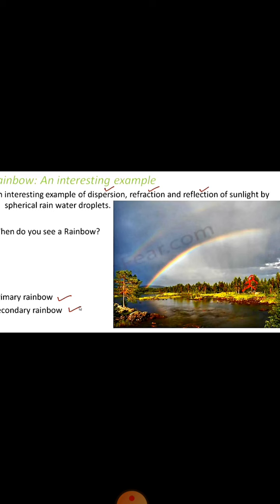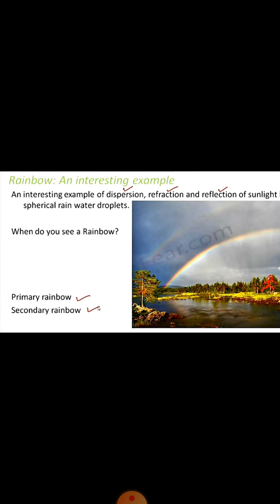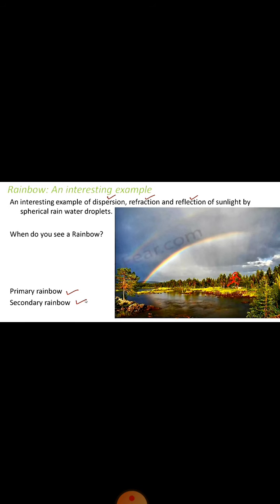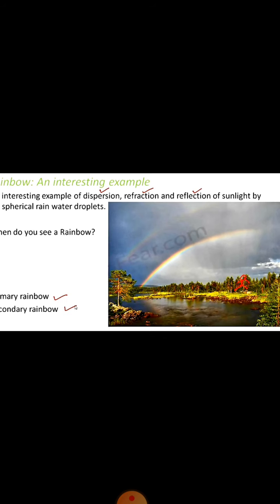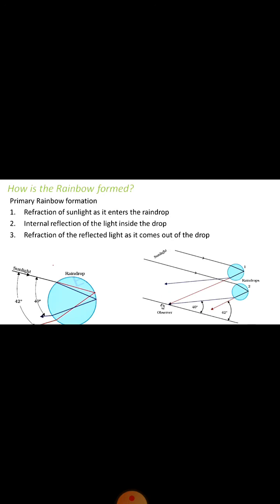Now, there are two types of rainbow: one is the primary rainbow, and the other is the secondary rainbow. Both are like the normal rainbow which you would have seen in the sky. The difference between the primary and secondary rainbow is because of the difference in the way they are formed. That's why one is named primary rainbow and the other secondary rainbow. So now we will look at how a rainbow is formed. Let's first look at the primary rainbow.